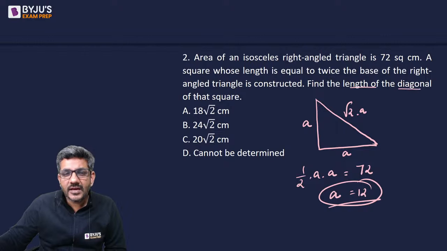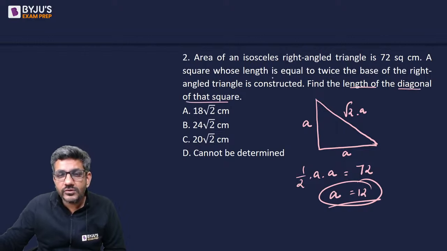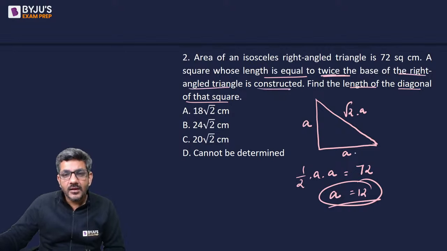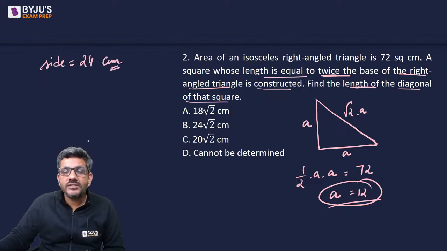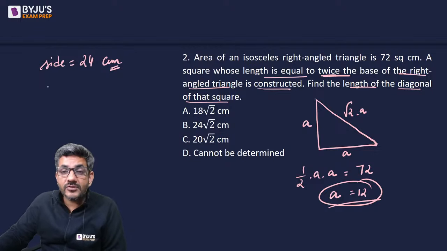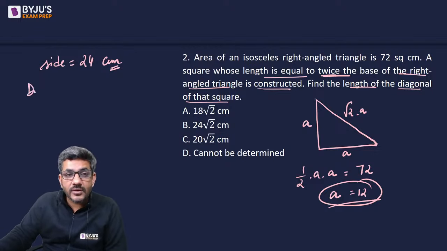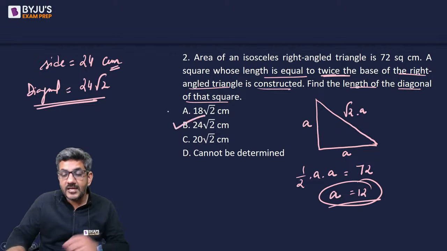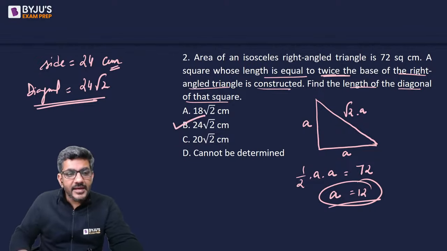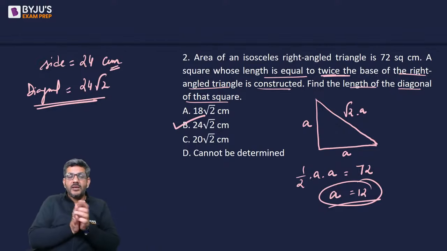Find the length of the diagonal of that square. Oh, sorry. A square whose length is equal to twice the base of the right angle triangle is constructed. Now, twice the base would be 24. So, a square is constructed with side as twice of 12. That means side of the square is 24 centimeter. If side of the square is 24 centimeter, find the length of the diagonal of that square. तो अगर साइड मेरे पास 24 है तो डायगोनल कितना होगा? It would be 24 root 2. So B option is the right answer for the second question. Pretty easy question. Both of them have been answered correctly by Music Core till now.